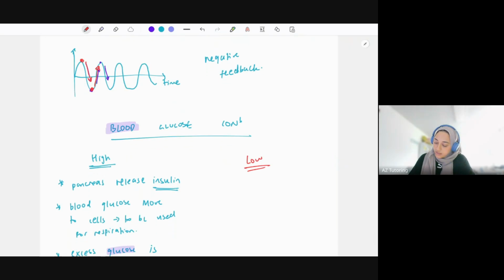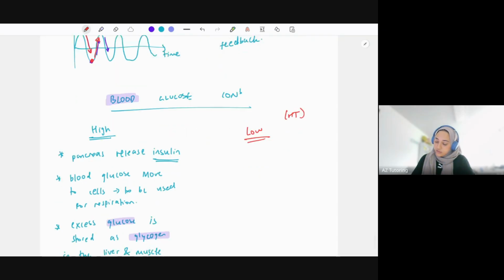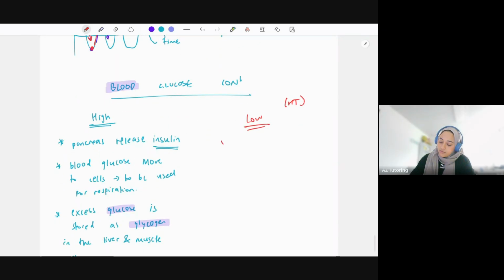Now this is just for higher tier only, so foundation, you don't need to know this. If it's too low, this time your pancreas is going to release glucagon, which is a different hormone. So just want to emphasize, please don't get confused with glucose, glycogen, and glucagon. You don't want to lose marks just because you've wrote the wrong thing.